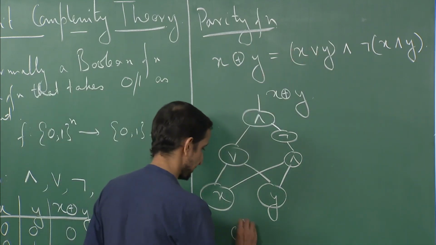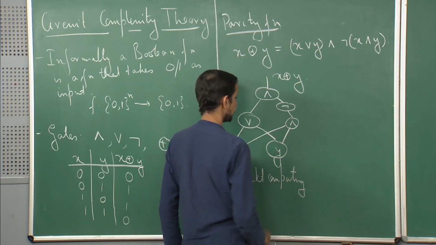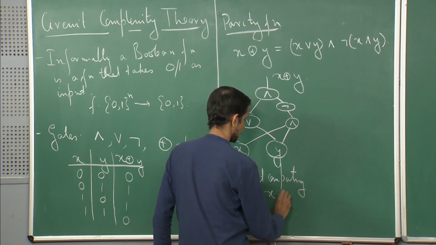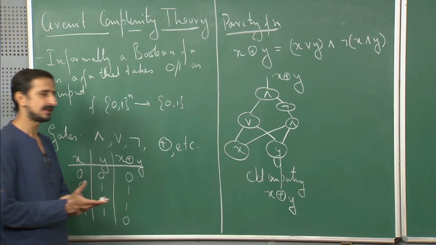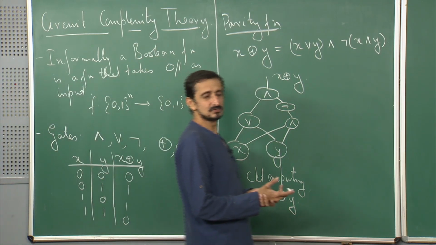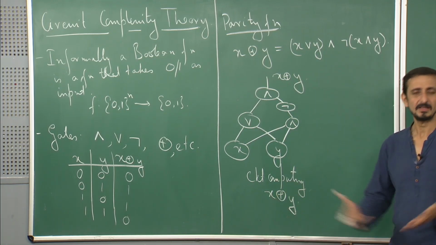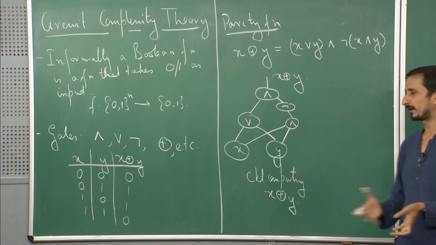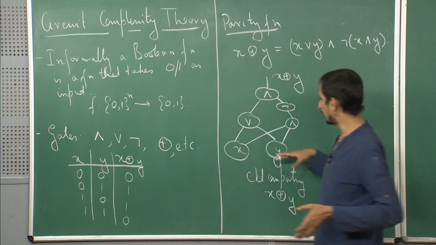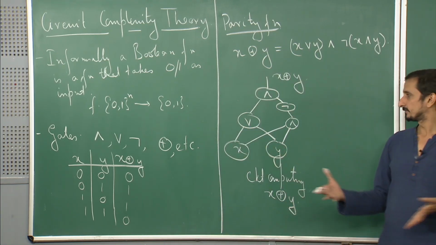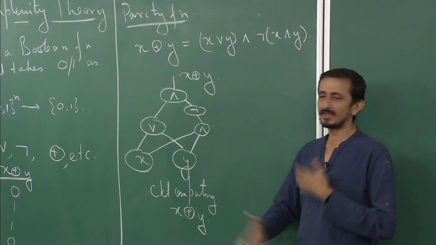Okay, so this is a circuit computing x parity y. Now, is this the only circuit for x parity y? The answer is no. In fact, one can give infinitely many circuits. One can have circuits with gates or inputs which are actually redundant. Of course, if the number of input bits is fixed, then the number of such circuits is not infinite, it is finite, but one can have a lot of circuits.